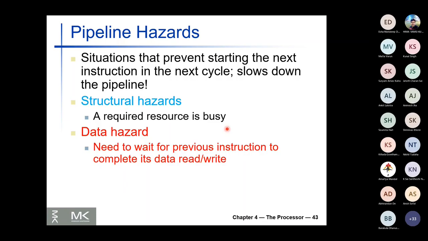There is another important type of hazard, excluding memory. Imagine that instructions are entering the pipeline one after another.